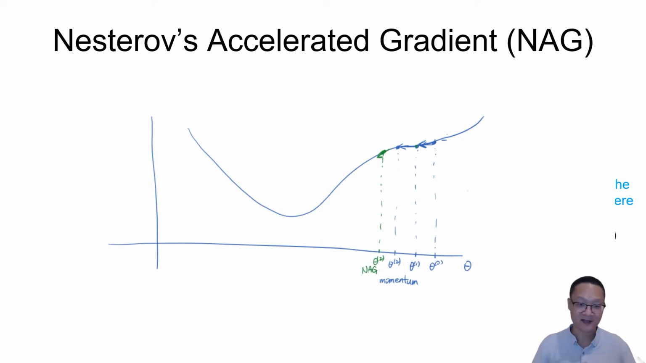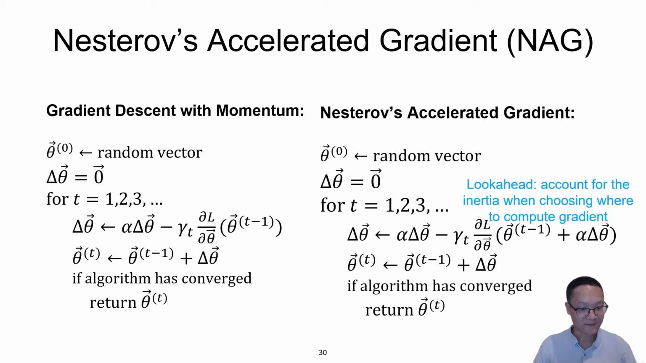So when it's evaluating the gradient, it's looking ahead, evaluating the gradient at a point that is ahead of the current point. The current point is theta t minus 1, and it adds alpha times delta theta to this point and then evaluates the gradient. So it's evaluating the gradient somewhere down the road, roughly speaking one step ahead. Okay, so this is basically some kind of look ahead.